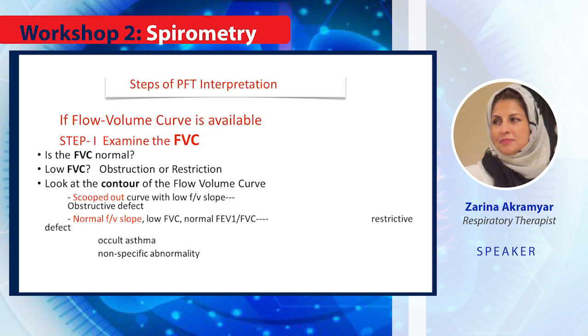First, we look at the FVC. If FVC is normal, okay. If low, then it could be obstructive or restrictive. Then we look at the contour of the flow volume curve. If it is scooped, it's obstruction. If it is normal slope, it's restriction.